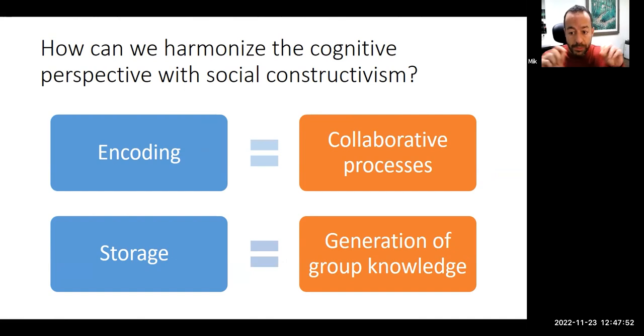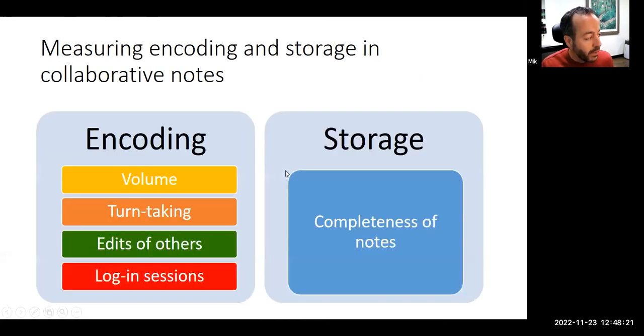If you have a bunch of people encoding within a document, maybe that's part of their collaborative process that leads to learning. And then on the other hand, storage, we talked about storage just being the notes that you produce, the digital artifact, if you will. I think that's what social constructivism might think of as the generation of group knowledge, in the form of a digital artifact. So I'm roughly equating these things to make a new framework here.